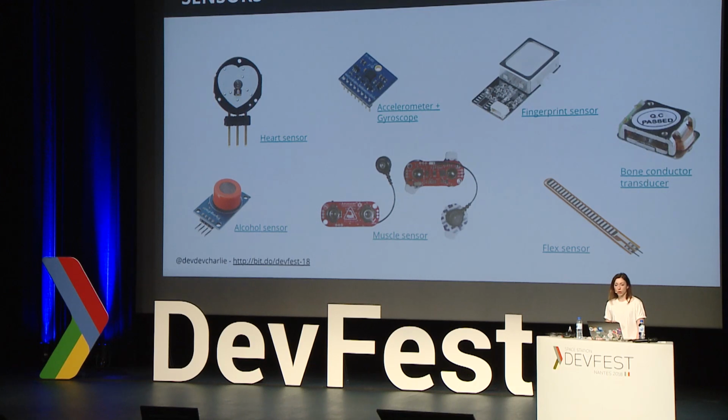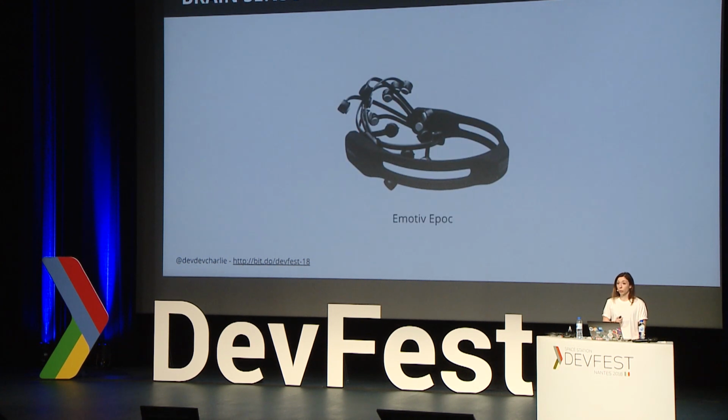So these are kind of sensors where you build your own devices, but there's devices that you can buy online that are already kind of pre-made. And the one I'm going to focus on today is a brain sensor. And the one especially is the Emotiv Epoc that has 14 different channels placed around the head.